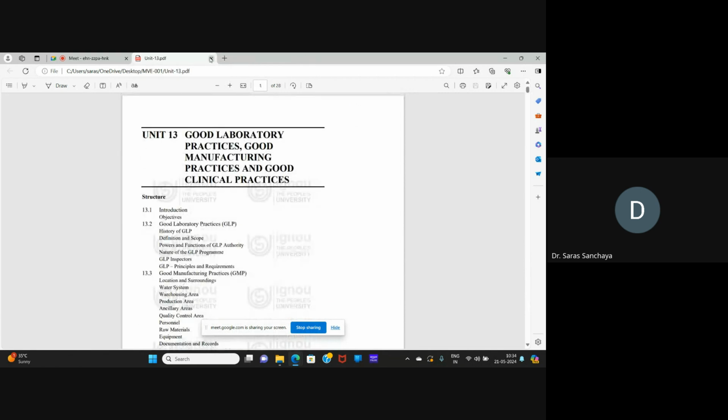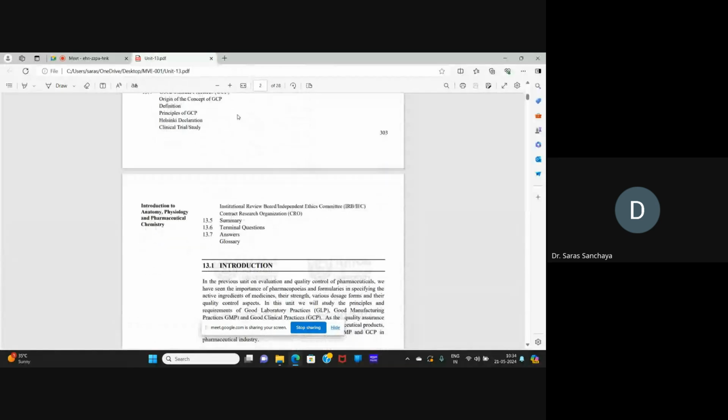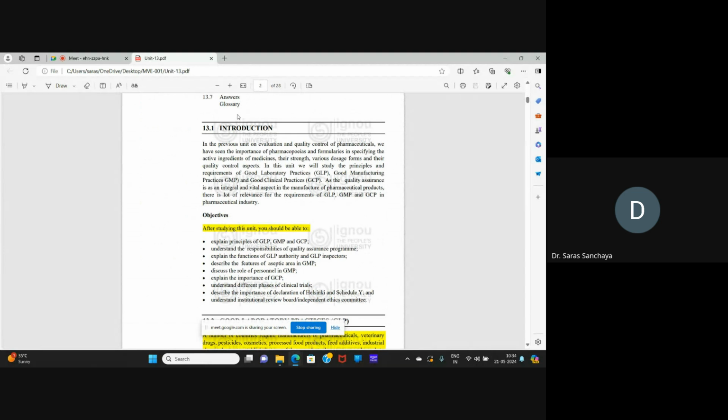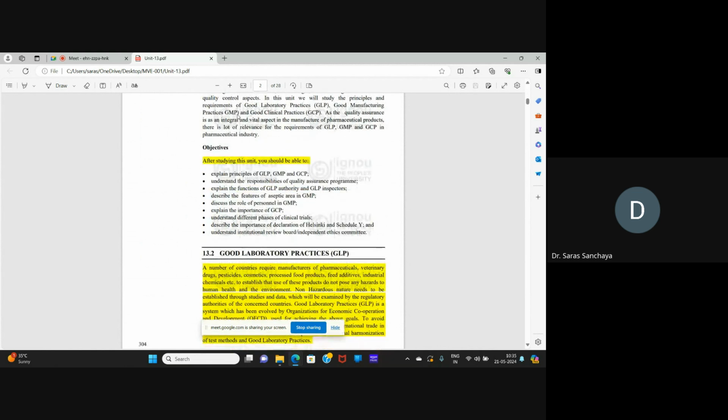Now we come to the last unit, that is good laboratory practices, good manufacturing practices, and good clinical practices. After studying this unit, you should be able to explain principles of good laboratory, good manufacturing, and good clinical practices, understand the responsibilities of the quality assurance program, explain the functions of good laboratory practices and good laboratory practices inspectors, describe the features of aseptic area in GMP, discuss the role of personnel in GMP, explain the importance of GCP, that is good clinical practices, understand different phases of clinical trials, describe the importance of the Declaration of Helsinki and Schedule Y, and understand the institutional review board and independent ethics committee.